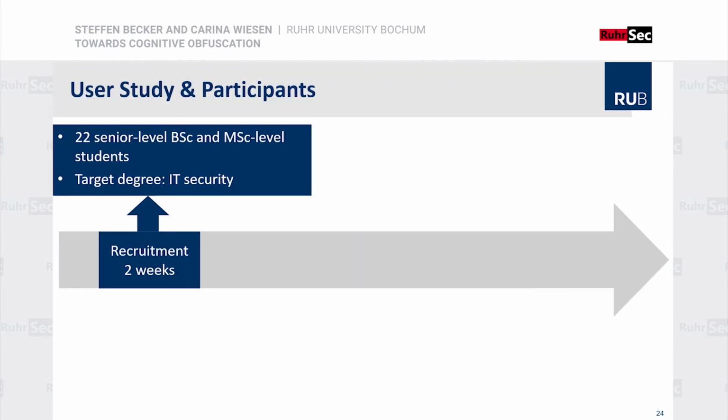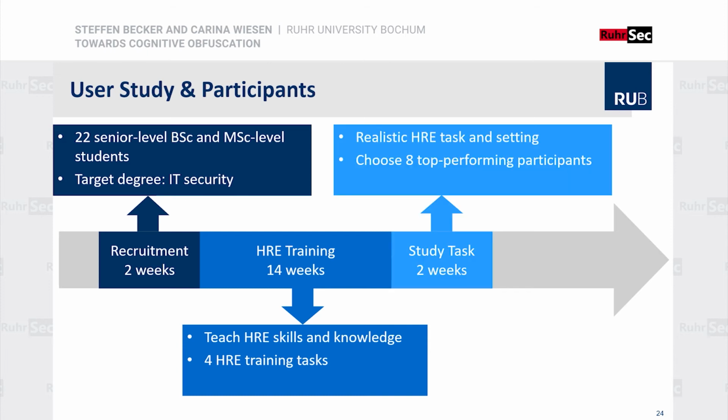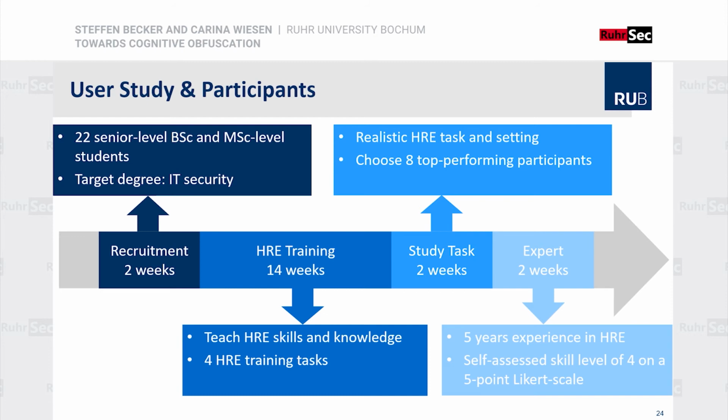On this slide, you can see how the exploratory study was conducted. Within 2 weeks, we recruited graduate and undergraduate students with relevant backgrounds in cybersecurity. Over a period of 14 weeks, they acquired skills and knowledge in hardware reverse engineering. In 4 hardware reverse engineering tasks, they practiced different problem-solving settings. After the training phase, they had to solve a realistic hardware reverse engineering problem within 2 weeks. From this sample, 8 excellent top-level students were excluded based on their solution probabilities.